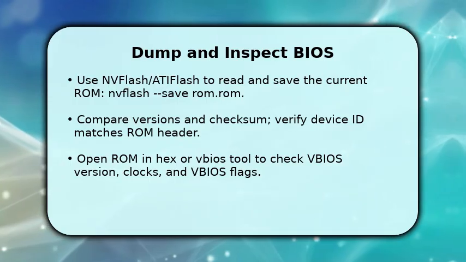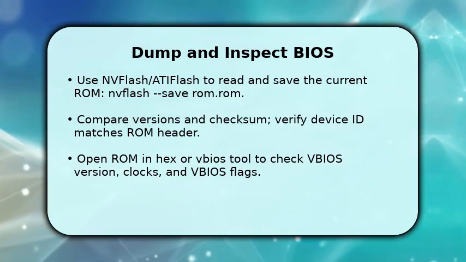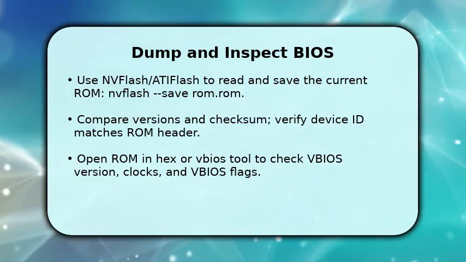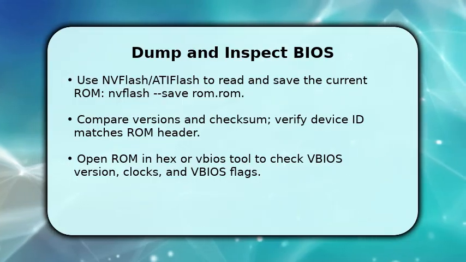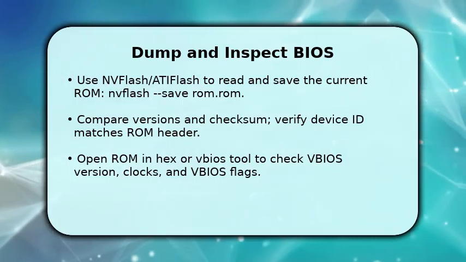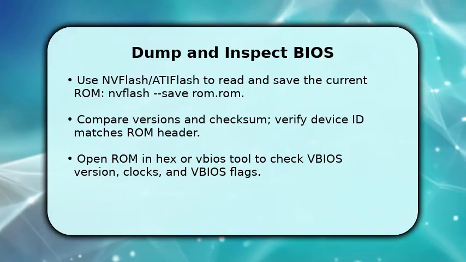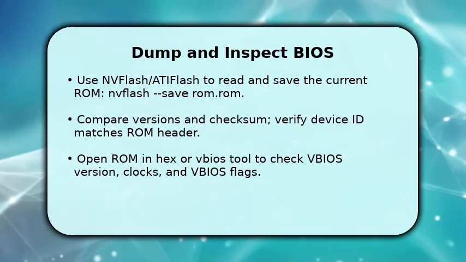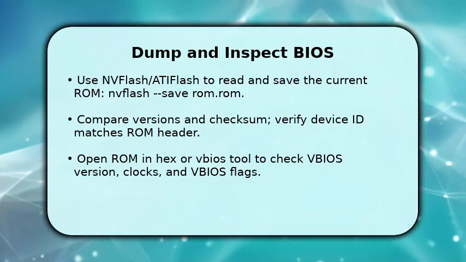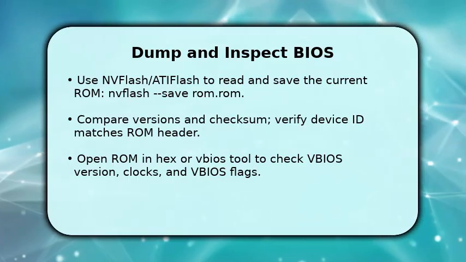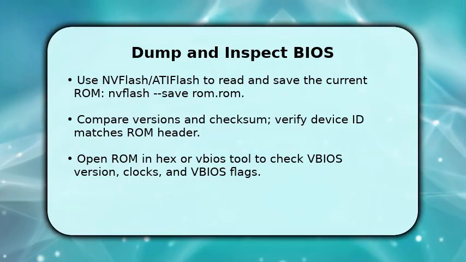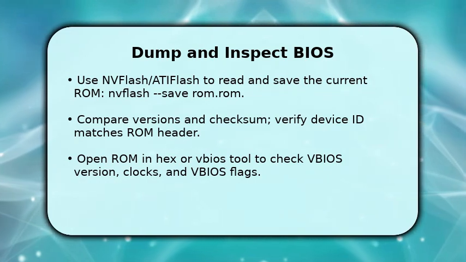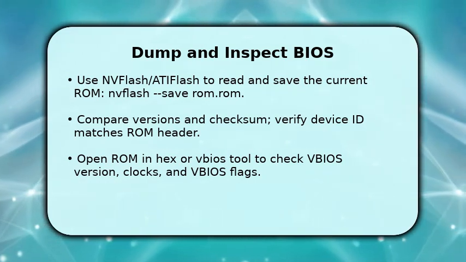After dumping, compute and compare checksums to ensure the read succeeded, and confirm the device ID in the ROM header matches your GPU to avoid cross-flashing. Inspect the ROM with a VBIOS editor or hex viewer to review memory timings, core/boost tables, and any vendor flags. Understanding these values explains why some firmwares behave differently under load.